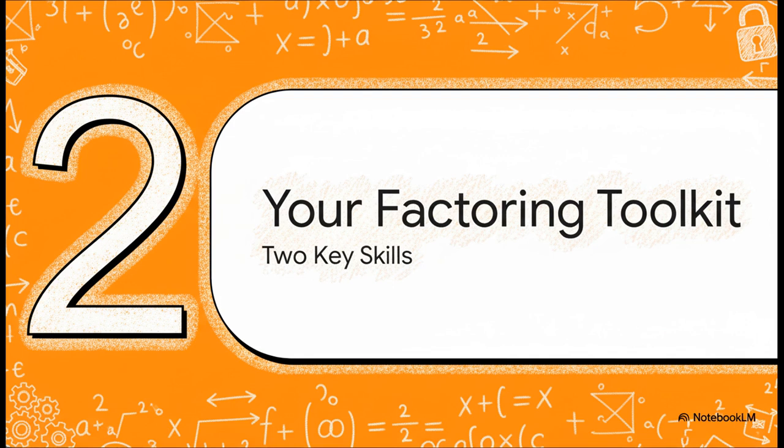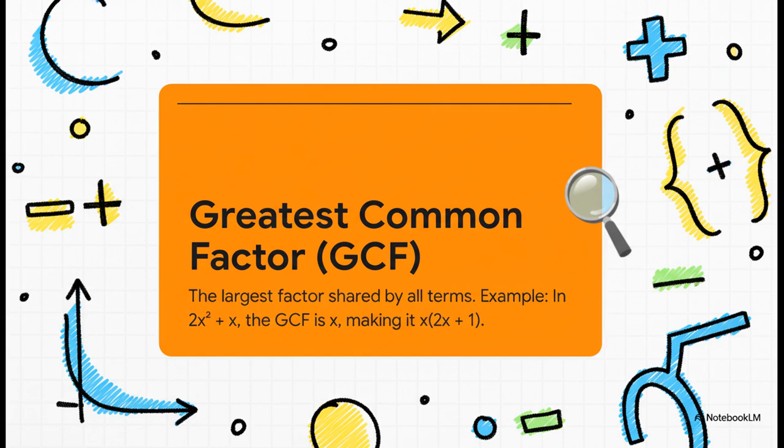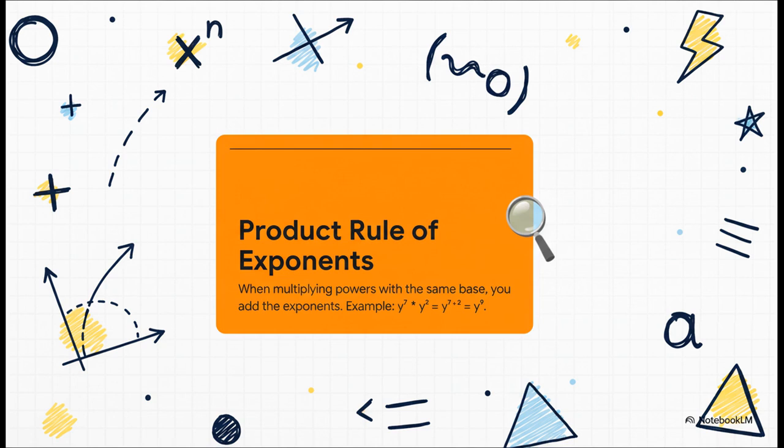Okay, so here's the good news. You are not going to have to learn some brand new, complicated rule to solve this. Nope, we're just going to use two tools that I bet you already have in your algebra toolkit. First up, we've got to dust off our understanding of the greatest common factor, or GCF, right? This is like step one for almost any factoring problem you're ever going to do. And the second tool? The product rule for exponents. You totally know this one. It's that rule that says when you multiply powers with the same base, you just add the exponents together. Super fundamental, and as you're about to see, absolutely crucial here.